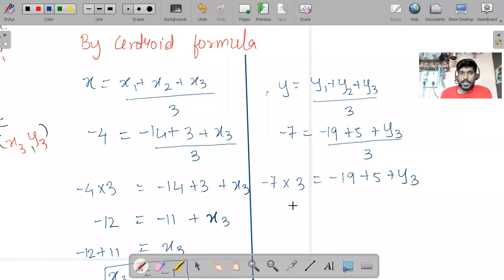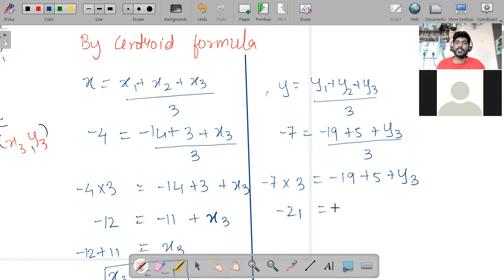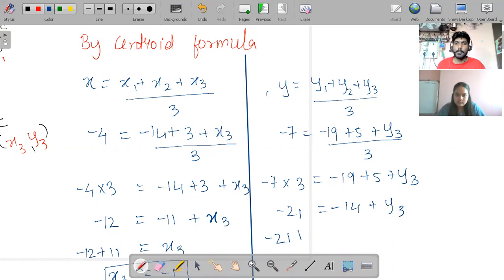So minus 7 into 3 minus is how much? 21. Minus 21. And how much is minus 19 plus 5? Yes, minus 19 plus 5. 14. Yes, correct. Minus 14 plus y3. Now you take minus 14 on the other side. So this becomes minus 21 plus 14 equal to y3.